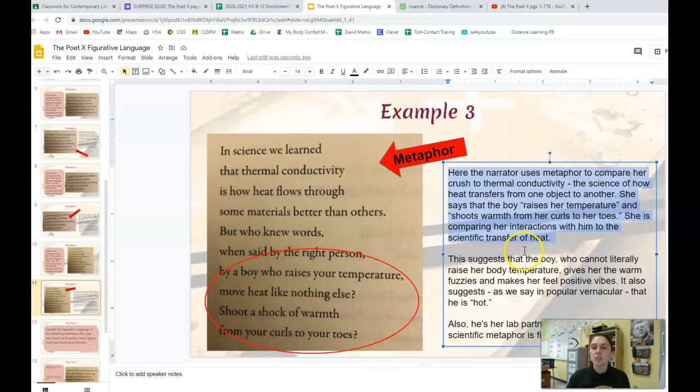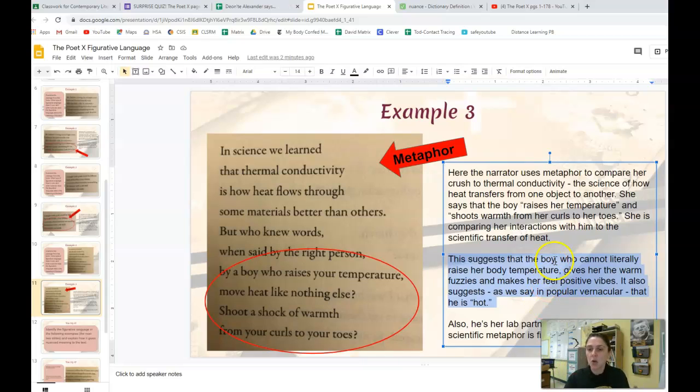Okay? So this suggests that the boy, who cannot literally raise her body temperature, at least not much, gives her the warm fuzzies and makes her feel positive vibes. It also suggests, as we say in popular vernacular, that he is hot. He's a hottie. And he makes her feel hot too.